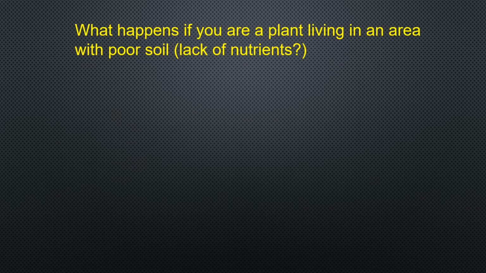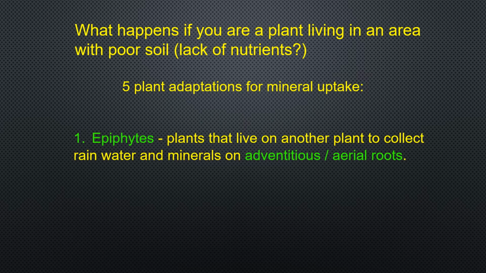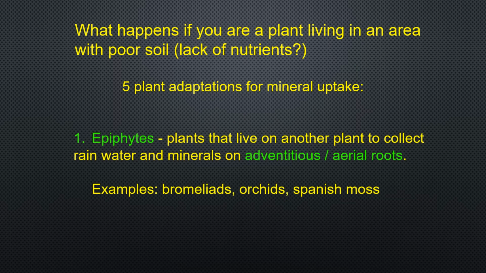Okay, so what happens if you are a plant living in an area that has poor soil and you lack nutrients? What adaptations are there? What are the variety of plants, like how do they adapt to it? There are 5 adaptations for mineral uptake. And the first is what we call epiphytes. Plants that live on another plant to collect rainwater and minerals, and they have adventitious or aerial roots.